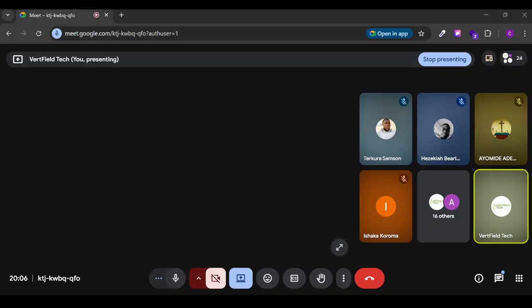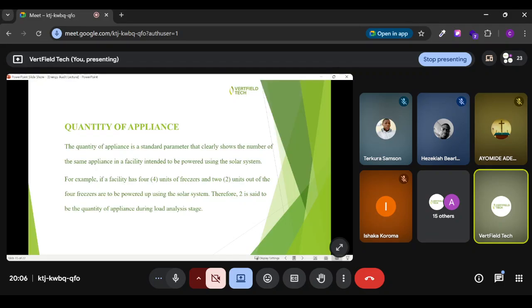Parameters for electrical load analysis. 1. Quantity of appliance. 2. Power consumed by an appliance. 3. Running time of an appliance. Taking them one after the other. Quantity of an appliance typically tells you the number of the same appliance the client intends to power up using the solar system.